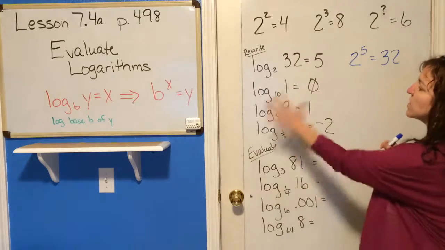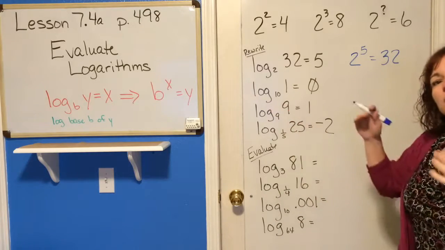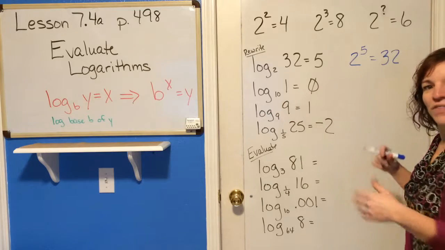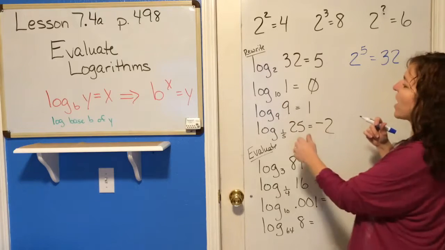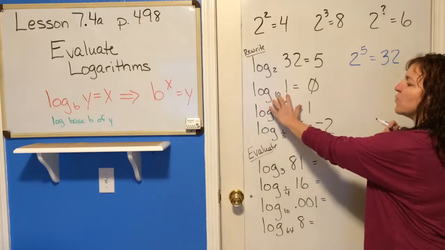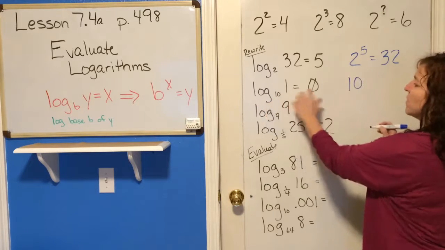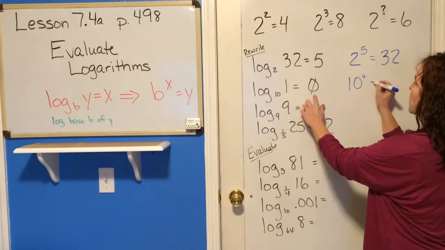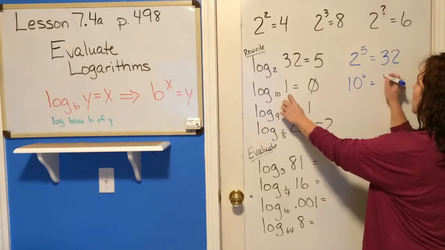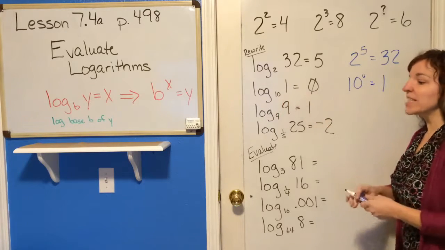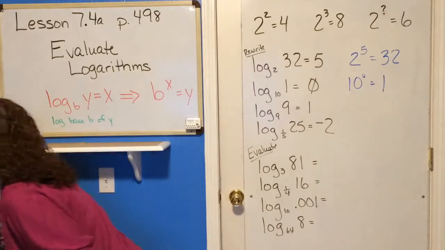So far, so good. So let's do the next one. If you think you got it, pause and skip ahead and make sure, and then come back to me and see if you've got it, okay? So log base 10 of 1 is 0. The base is 10. The exponent is 0. And 10 to the 0 power equals 1.